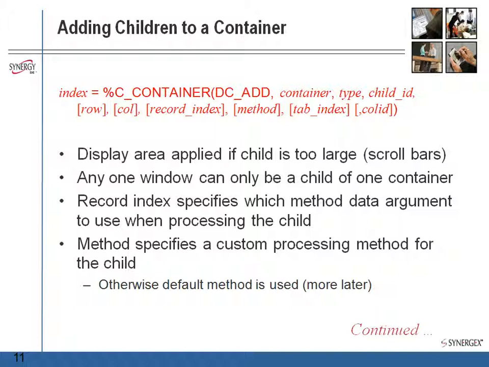You'll notice that one of the arguments to DC add is a record index. This parameter allows you to specify which of the method data arguments will be passed to the processing routine for that child as the main record or data argument. You'll see how this is used a little later in the presentation. The method argument is where you would specify the name of a custom processing method for the child being added. If you don't specify a method name, then Toolkit will examine the type of child being added and use the default processing method for that type of child.